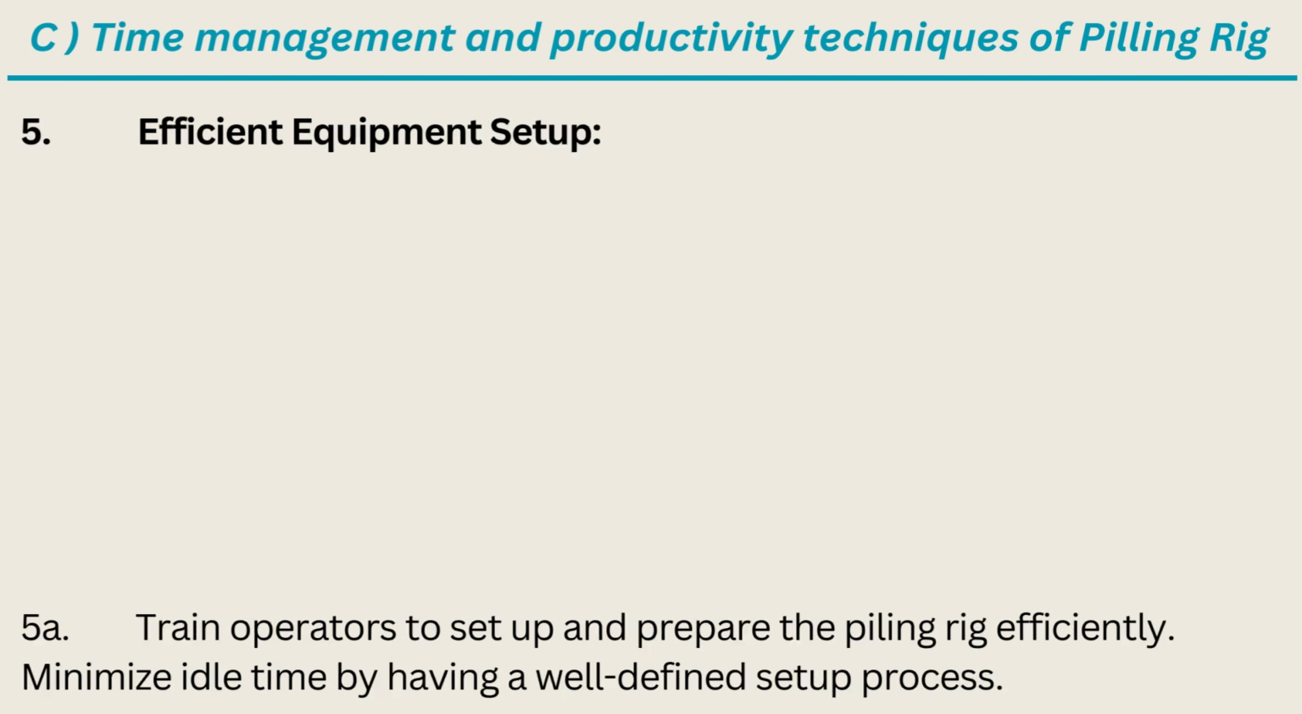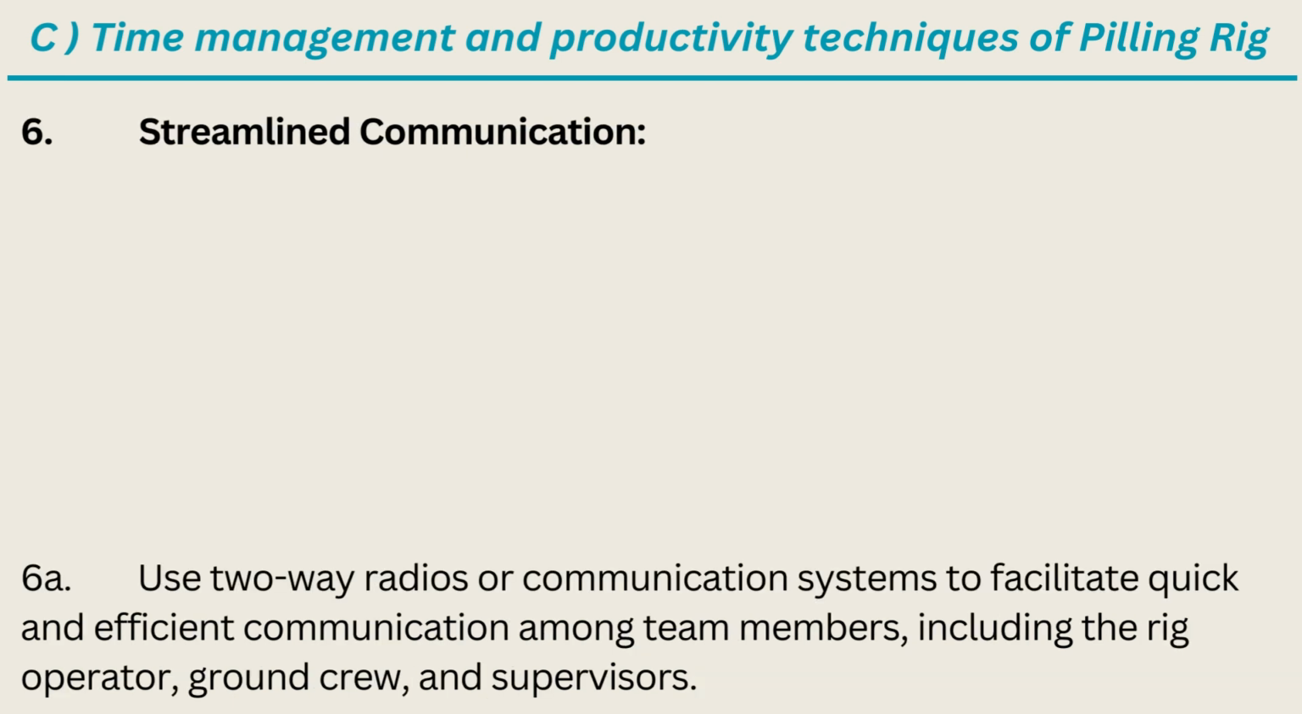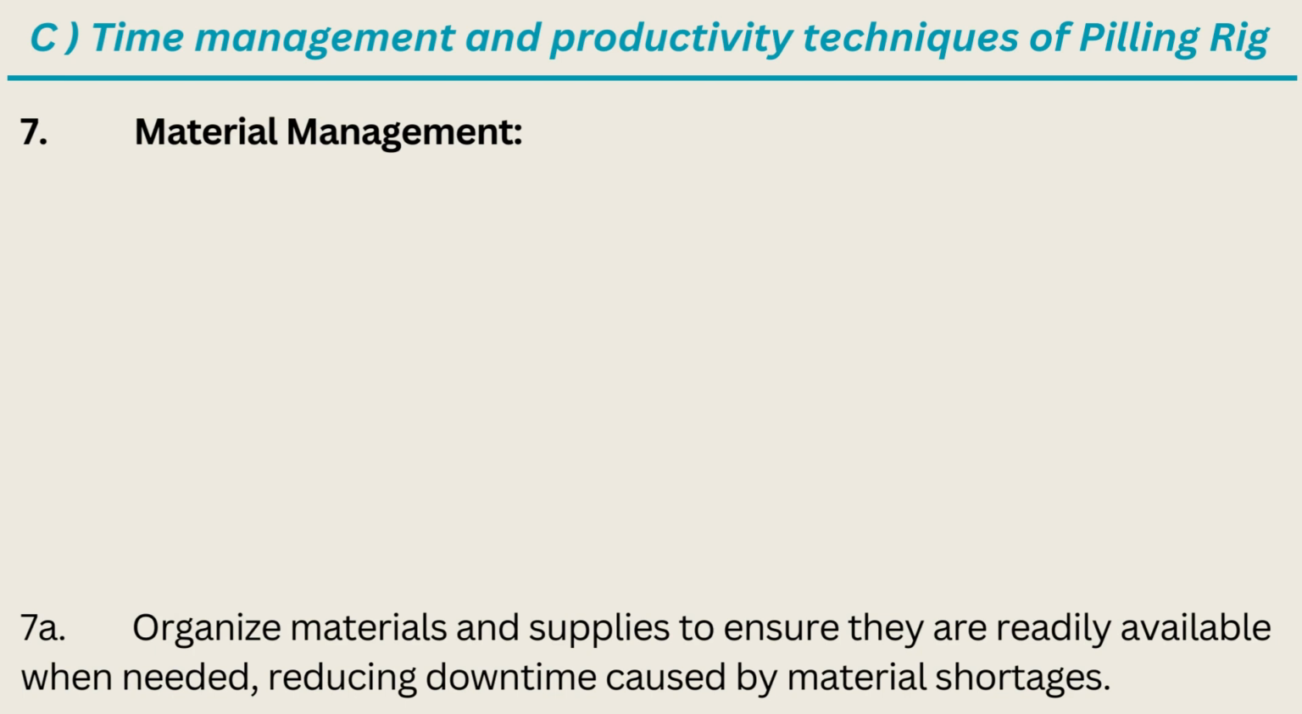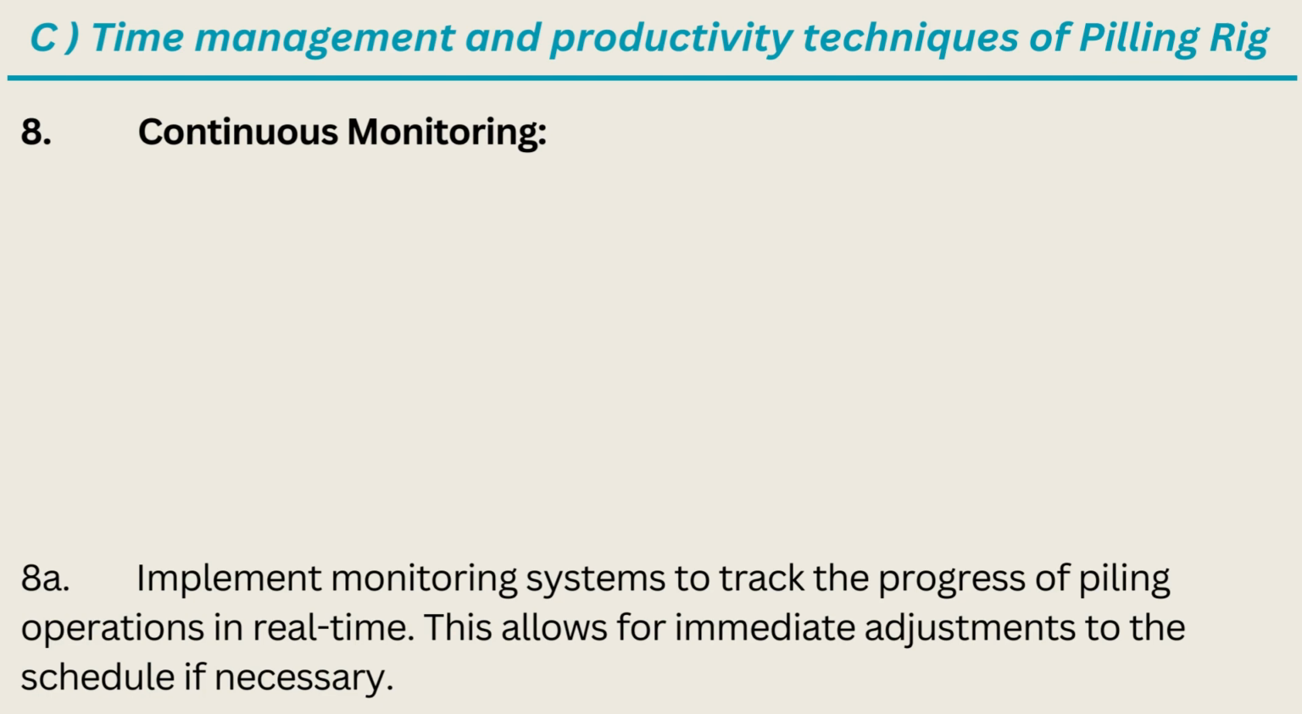5. Efficient equipment setup. 5A. Train operators to set up and prepare the piling rig efficiently. Minimize idle time by having a well-defined setup process. 6. Streamlined communication. 6A. Use two-way radios or communication systems to facilitate quick and efficient communication among team members, including the rig operator, ground crew, and supervisors. 7. Material management. 7A. Organize materials and supplies to ensure they are readily available when needed, reducing downtime caused by material shortages. 8. Continuous monitoring.